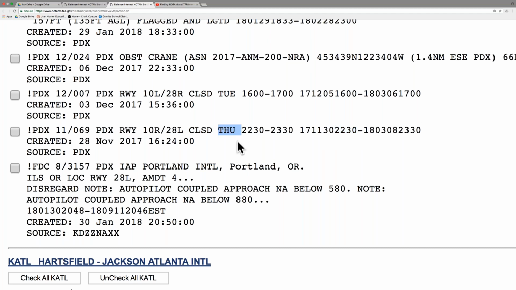So it's not just closed one Thursday, it's every Thursday, right? Just like this one is closed every Tuesday, this one is closed every Thursday, from 22:30 to 23:30 Zulu. So good job. Again, that's important to us dispatchers because if our ETA falls in that time, we can't plan to use that runway.